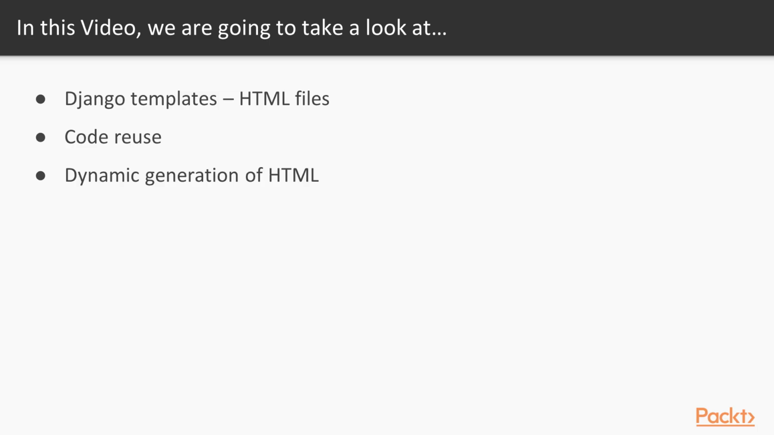Django Templates are HTML files that help us in reusing code. They also help us in dynamic generation of HTML. This removes cumbersome and repetitive processes around writing front-end code.